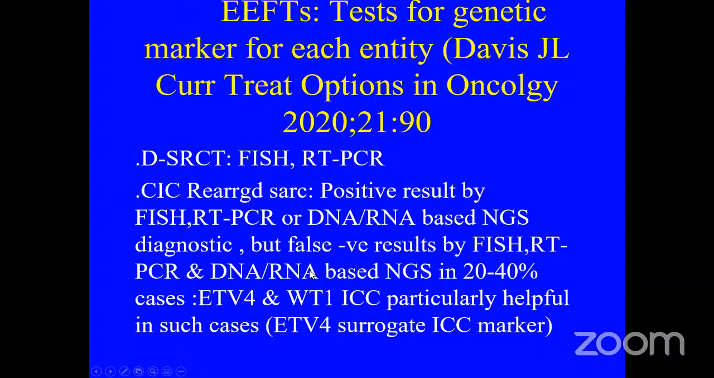This is diagnostic, but a false negative result by FISH, RT-PCR, or DNA-RNA based next generation sequencing can be seen in 20 to 40% of the cases, as I've already pointed out. And in this situation, the ICC markers are particularly helpful, particularly ETV4.